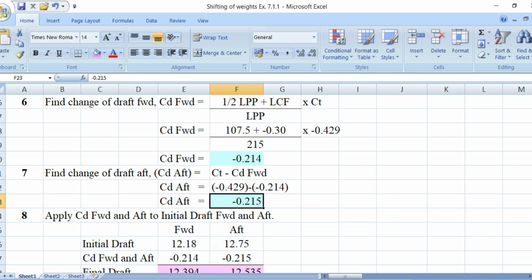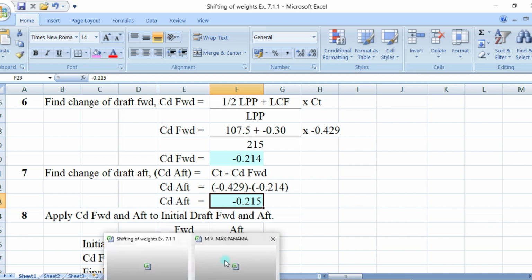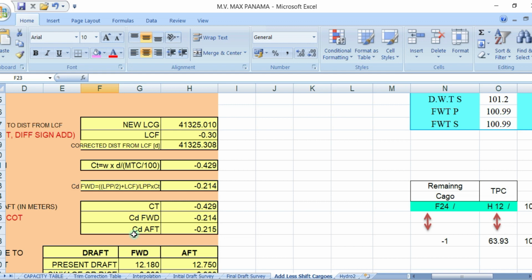Okay, we'll double check. Change of draft up will be negative 0.215. So the formula is change of trim minus your change of draft forward, then you will have this one. So change of trim minus your change of draft forward is your change of draft up.